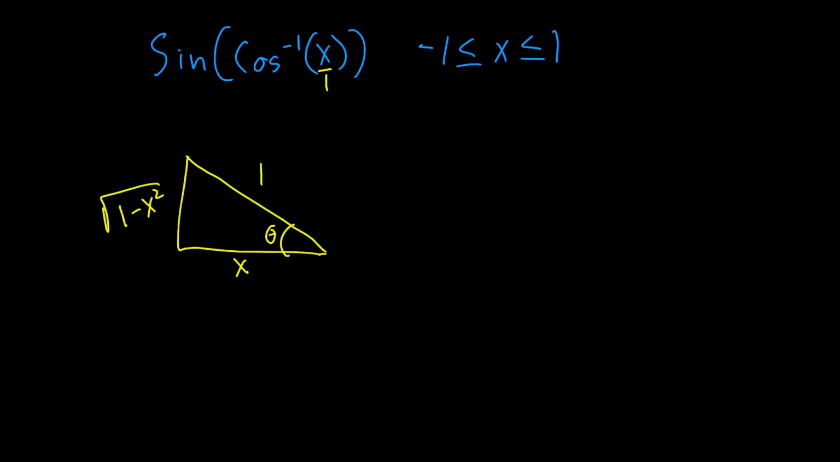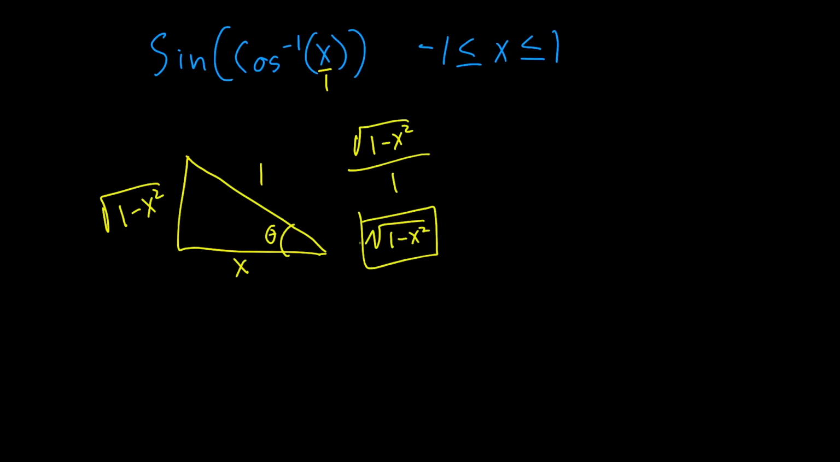Now, arc cosine of x is giving us back theta. Then we want the sine of theta. So the sine of theta is opposite over hypotenuse, which will be root 1 minus x squared over 1. And since anything over 1 can be expressed as itself, that means we have root 1 minus x squared as the final answer for this problem.